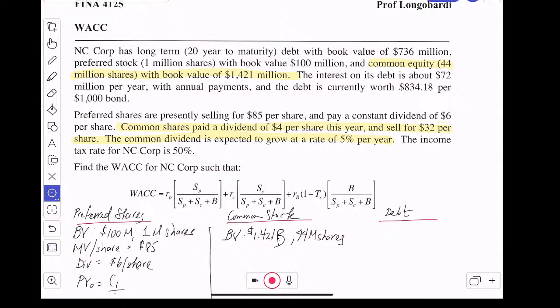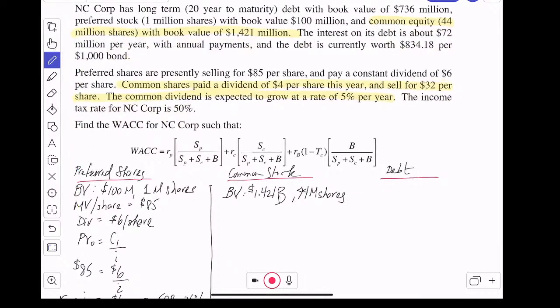The market value per share is currently $4. No, sorry, it's $32. The $4 is the dividend. So the market value per share is $32. You're told the dividend is $4, and this is going to grow at 5% per year.